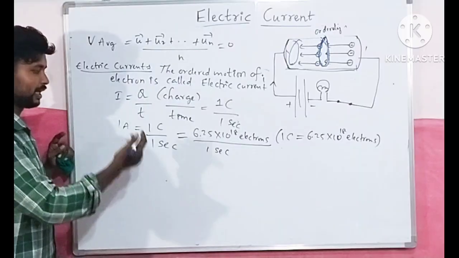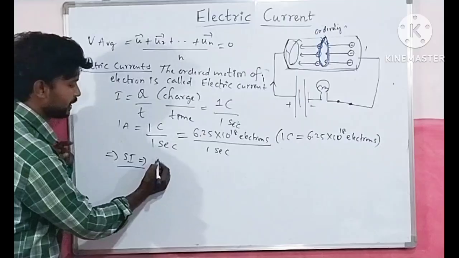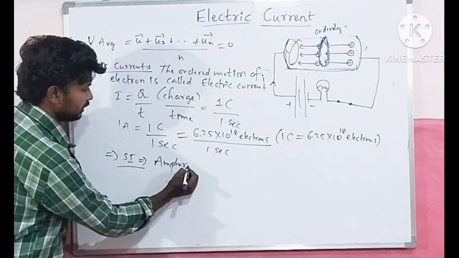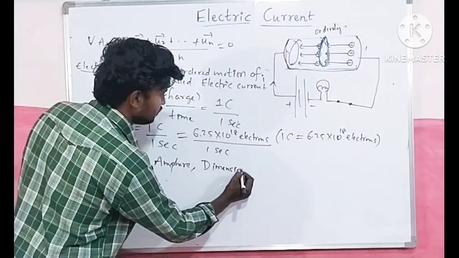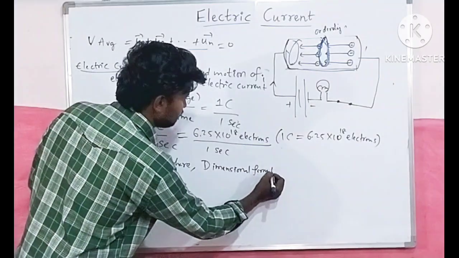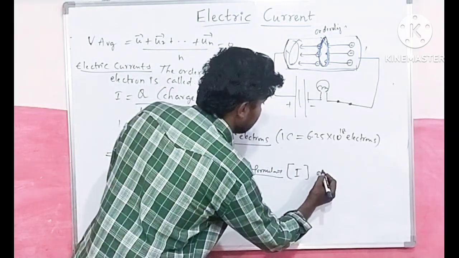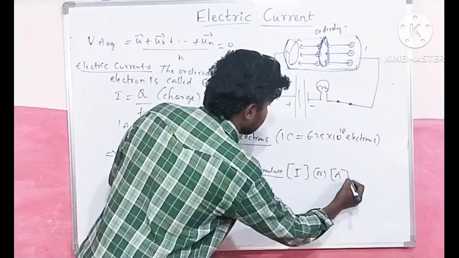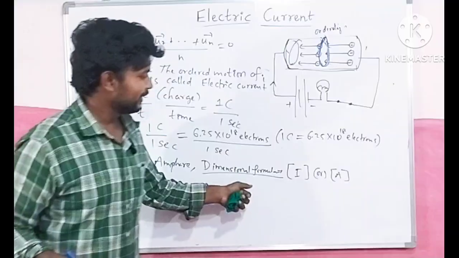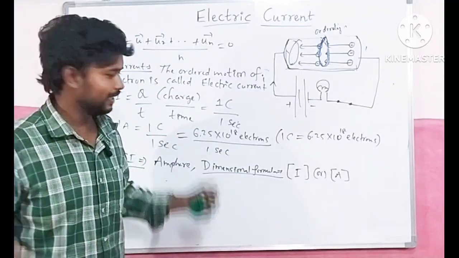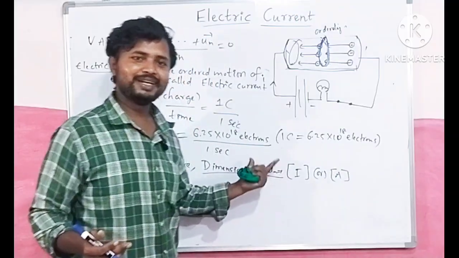So this is about current. Next, what is the SI unit of electric current? The SI unit is ampere. Next, what is the dimensional formula? Here the dimensional formula is capital I or capital A. The remaining fundamental quantities are all equal to 0. So we can say M0, L0, T0, capital I. This is the dimensional formula of electric current.